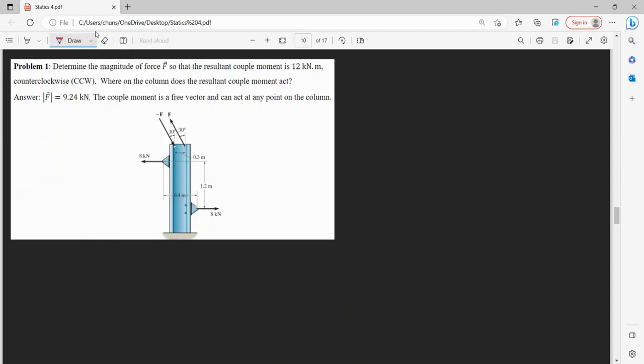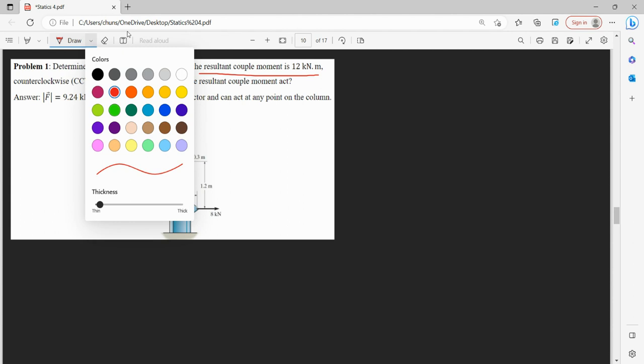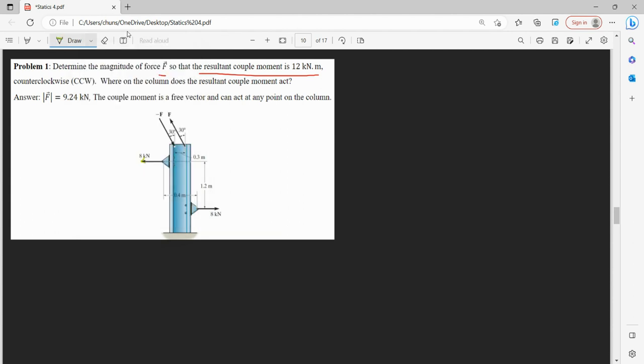So we want to find the resulting couple moment to be 12 kilonewton meters. So that we're working backwards, that wants us to find F. In this case, remember, we only need the distance between the two. So let's start with our 8 kilonewtons. And the distance between them, we want our vertical distance, which is 1.2 meters.